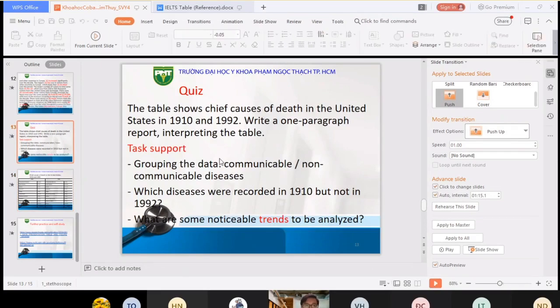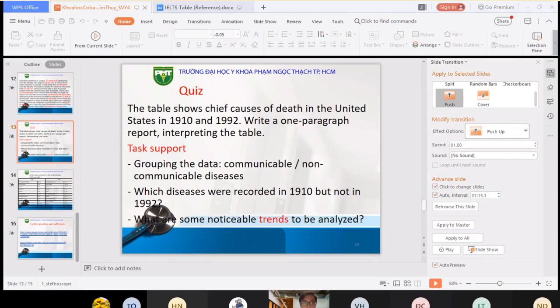And you have a look at this slide. The table shows chief causes of death in the United States from 1910 and 1992. Write a one-paragraph report interpreting the table. So in this task, they ask you to write only one paragraph reports. Okay, but when you send me your answers, you can write full answers in different paragraphs. Just like I taught you before, introduction, overview, and then 2 or 3 main body paragraphs, and then the conclusion or summary. Okay, but summary is not important.